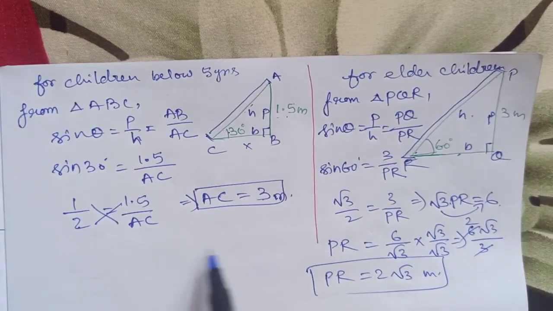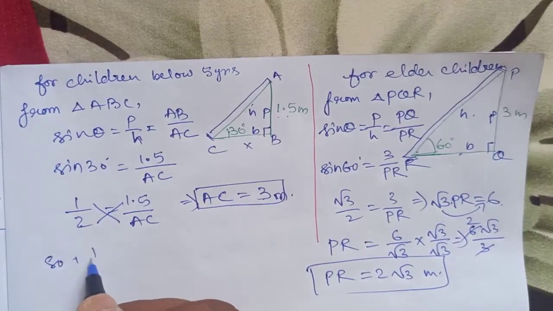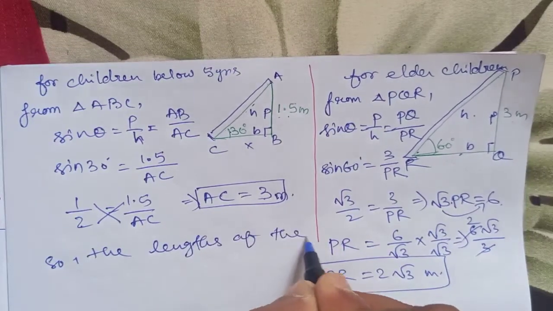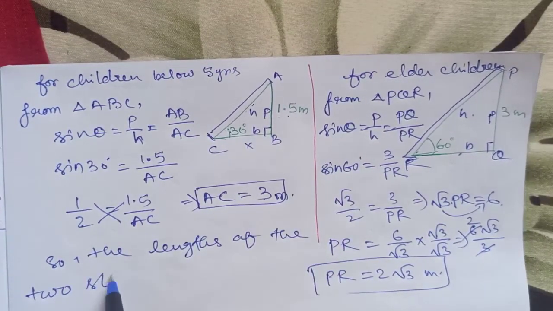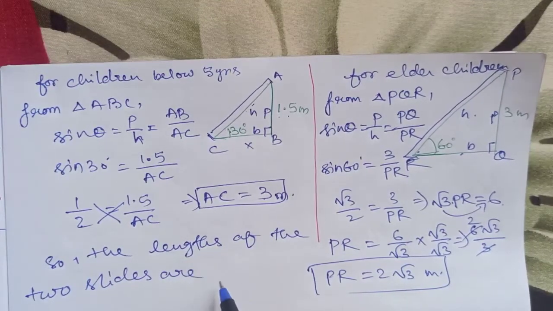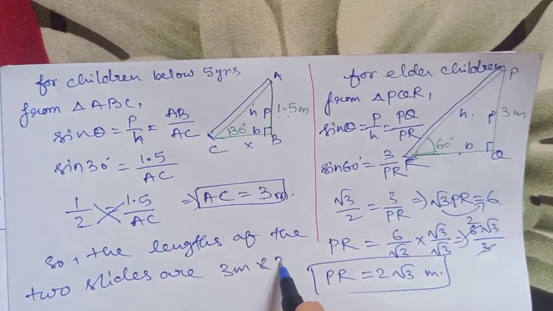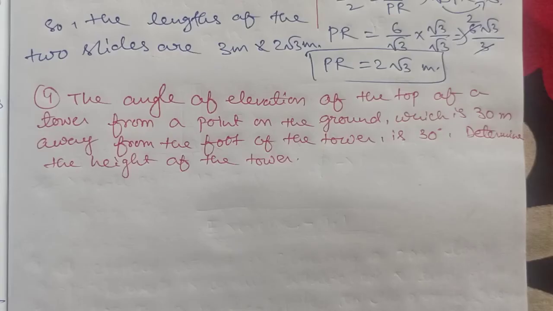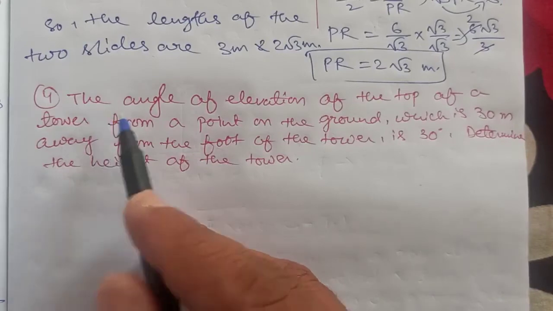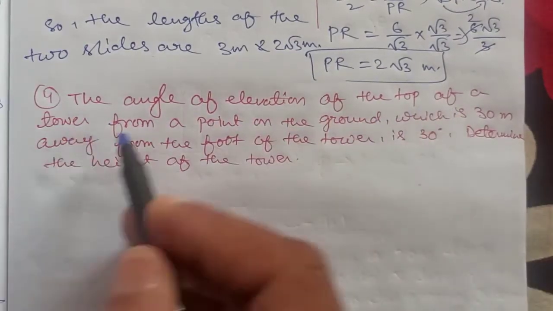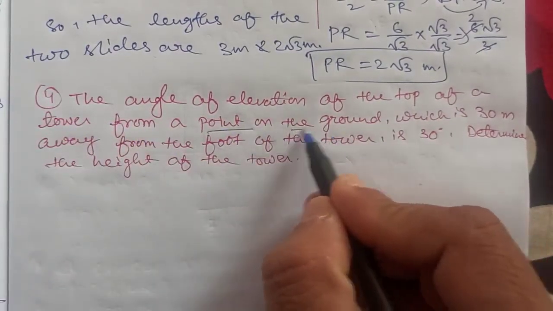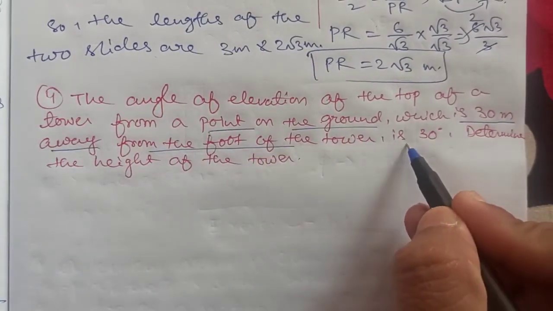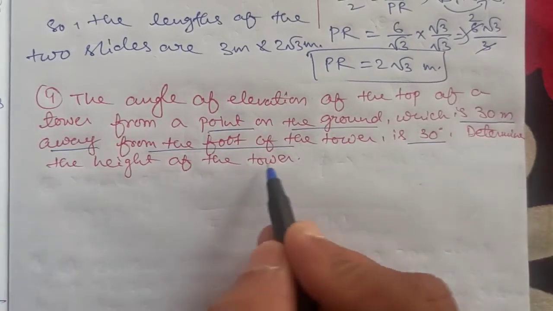Okay, so the lengths of the two slides are 3 meter and 2 root 3 meter we got. Next question, now question number 4. In question number 4 it is given the angle of elevation of the top of a tower from a point on the ground, which is 30 meter away from the foot of the tower, is 30 degree. Determine the height of the tower.